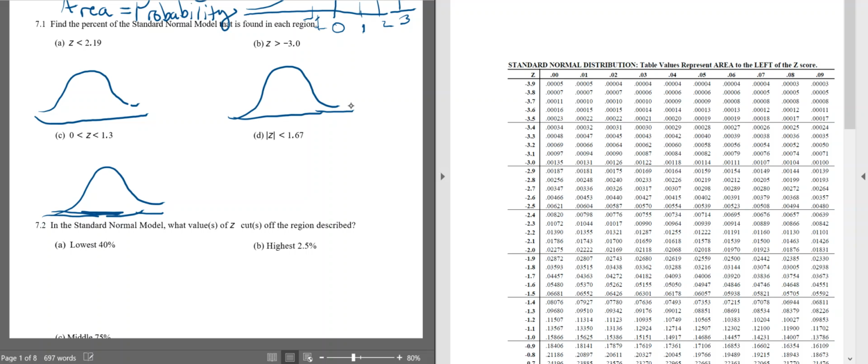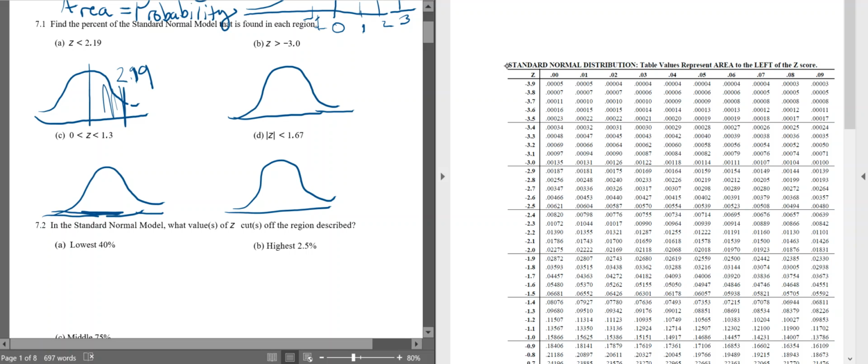So remember the center is 0. Alright, so I want to be less than 2.19. So that's 0. So 2.19 is probably somewhere over here. I'm guesstimating, so we'll call that 2.19. And in particular, I want all the stuff less than this. So I'm looking at this as all the z-scores that are lower than 2.19, which is this area. So I want the stuff to the left of 2.19.